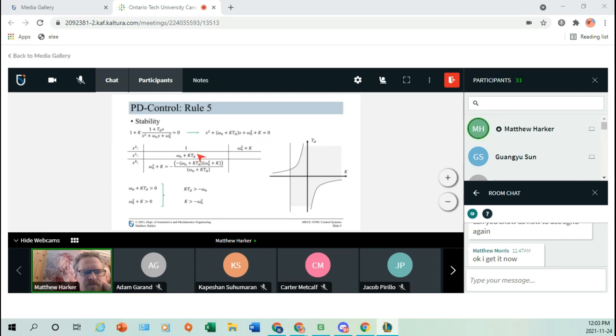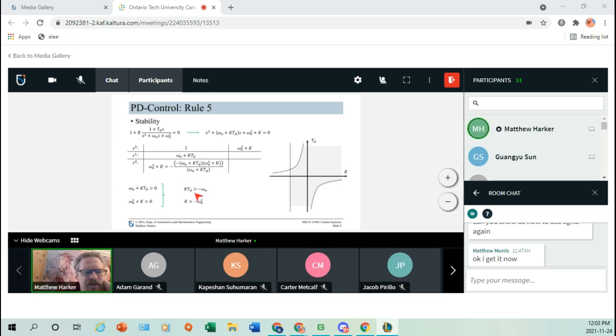And what we end up with is one relation that says omega n plus k TD has to be greater than 0, and omega n squared plus k has to be greater than 0, which means our regions look something like this. So this one should be straightforward enough. The k greater than negative omega n squared basically says that for this coefficient to remain greater than 0, k has to be greater than negative this thing here, right? So this is the line here, which says k has to be on this side.